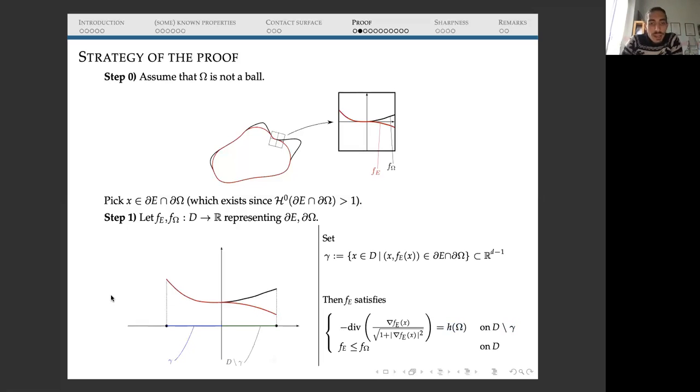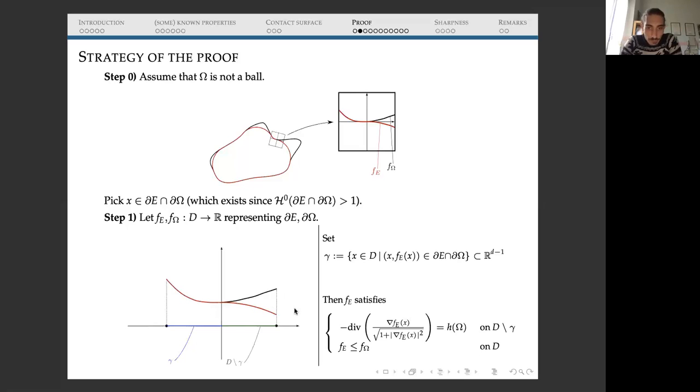Now, if you call small gamma the pre-image of the contact surface here, then these are exactly the points where this equation fails. Gamma is the pre-image, which, important thing, has the same dimension. So this is one-dimensional in this case, and if you go back, it stays one-dimensional. It's a set of positive measure in R1, so it has positive H1 measure, like this guy.